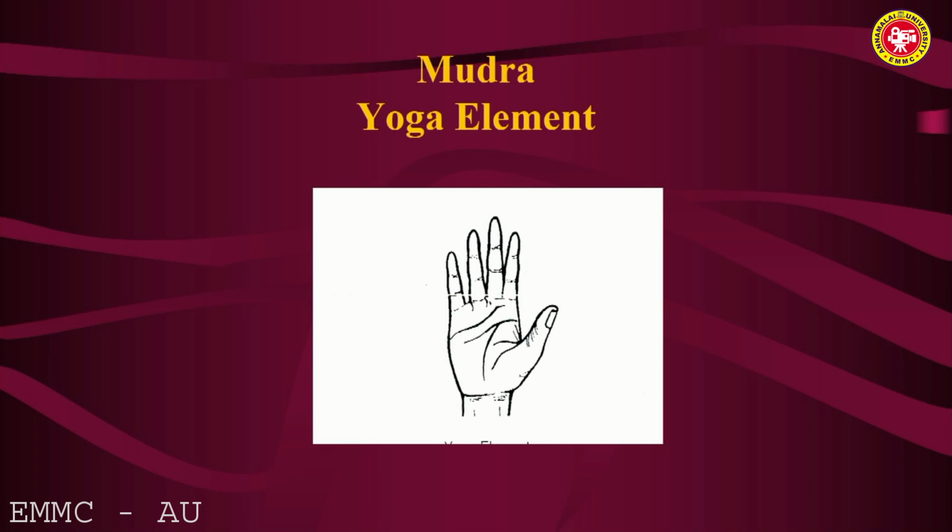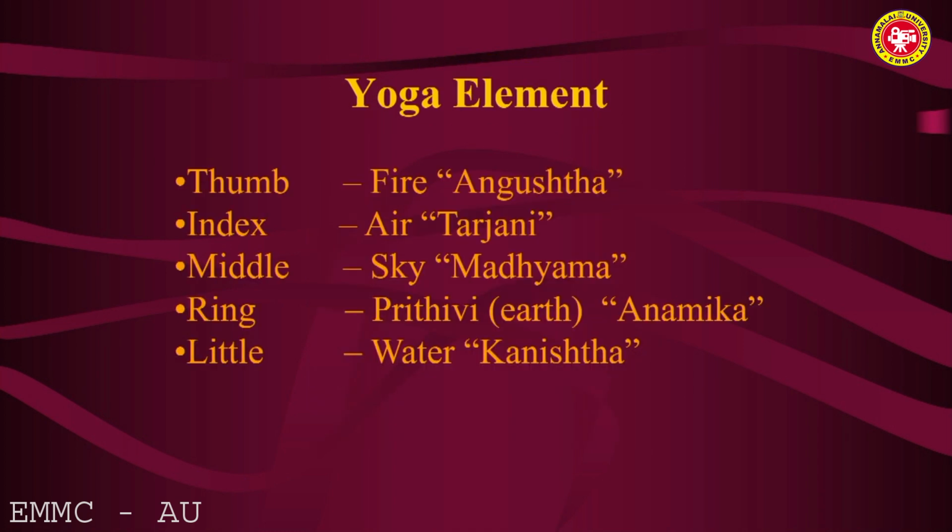Then the next practice is called mudra practice. Our 5 fingers represent 5 elements, the pancha tattvas. The thumb is called fire, the index finger air, the middle finger sky, the ring finger prithvi, and the little finger water. Imbalance of the 5 elements invites diseases. For that reason we have to balance the imbalanced element.